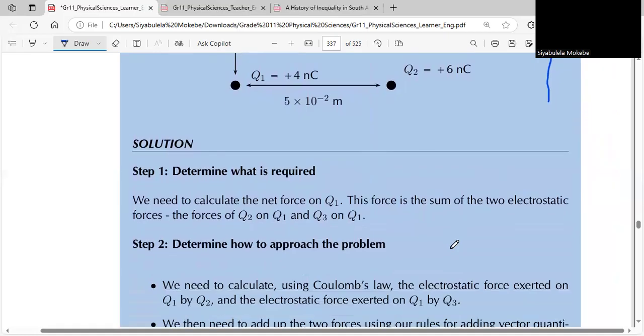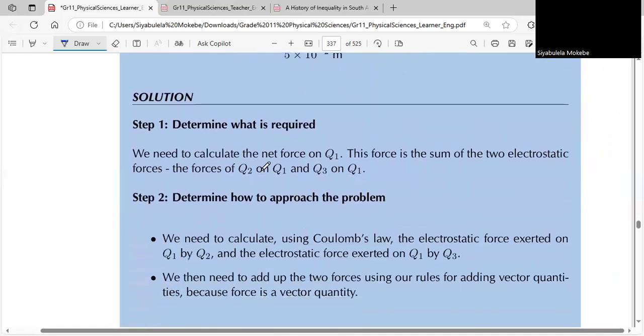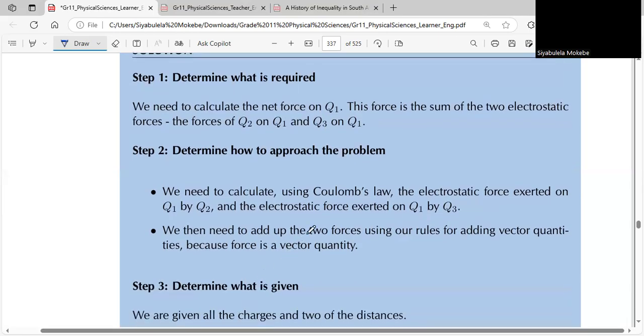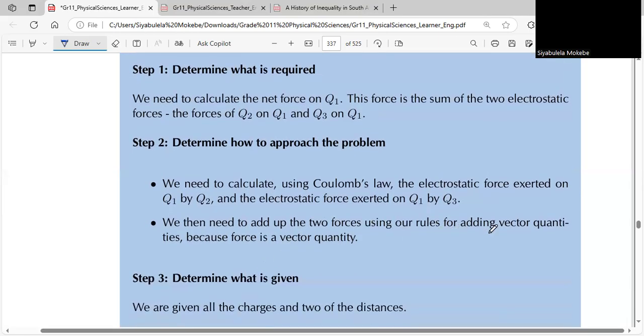Determine what is required. We need to calculate the net force on Q1. This force is the sum of the two electrostatic forces, the forces of Q2 on Q1 and Q3 on Q1. We need to calculate using Coulomb's law the electrostatic force exerted on Q1 by Q2 and the electrostatic force exerted on Q1 by Q3. We then need to add up the two forces using our rules for adding vector quantities because force is a vector quantity.